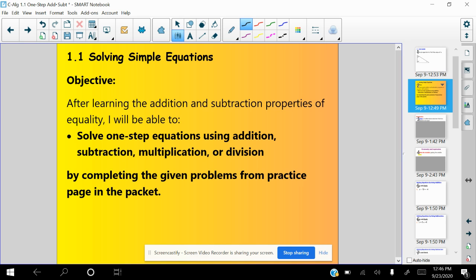So today we are going to be talking about how to solve what we call simple equations. We're going to talk about how to solve equations that involve addition and subtraction. Next time we're going to learn about multiplication and division. So today we're going to be able to solve one-step equations by using addition and subtraction. So here we go.